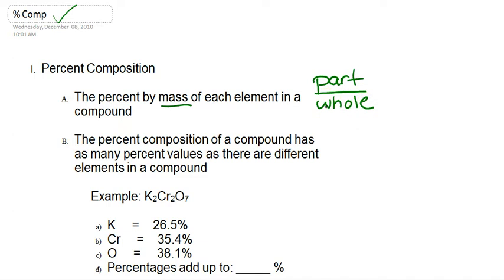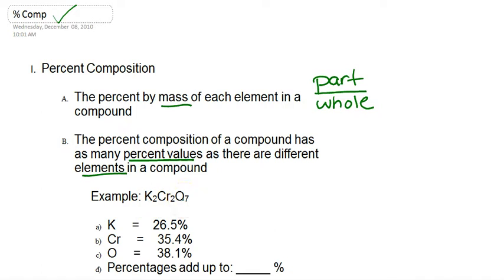whole compound. So the percent composition of a compound has as many percent values as there are elements. So we figure out the percentage of, for example, in this compound, potassium dichromate, we're going to figure out the percentage of chromium, of potassium, and of oxygen.